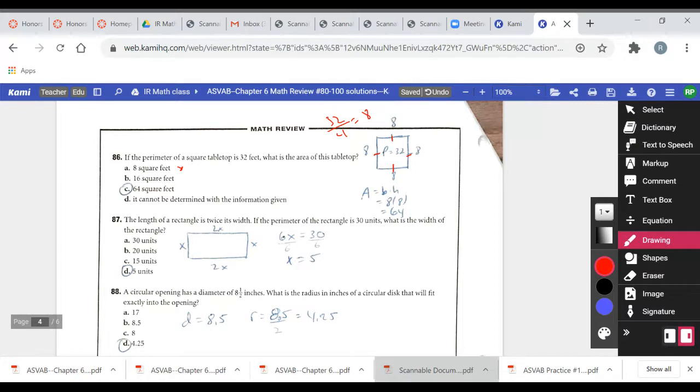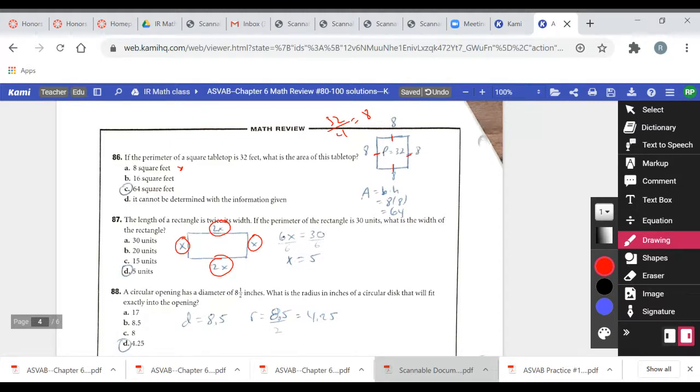On 87, it's telling me that the length of the rectangle is twice the width. Again, I drew a picture. So if I know the width is x, then the length is double that, which is 2x. And if the perimeter is 30, remember if I add up all these sides, I've got x plus 2x plus x plus 2x. If I add up all those sides, I get 6x, and that's equal to the perimeter, which is 30. And if I solve for that, I get 5.